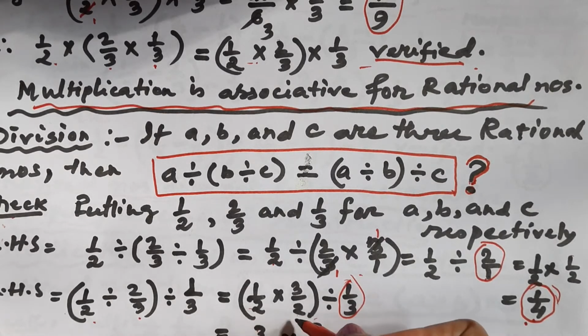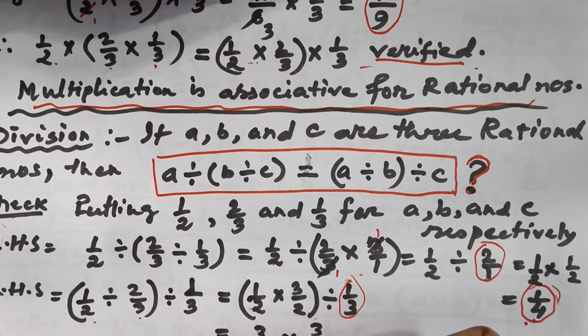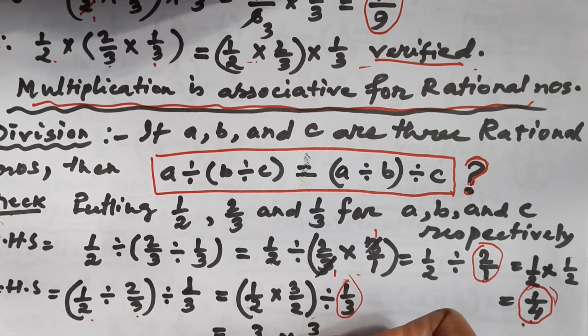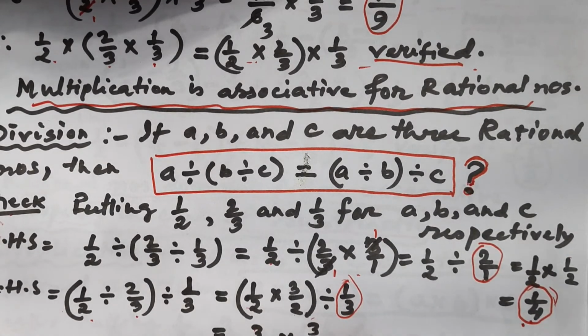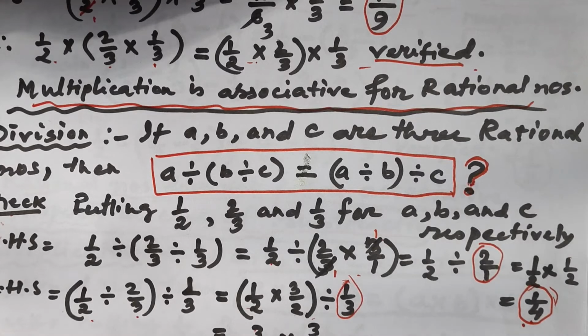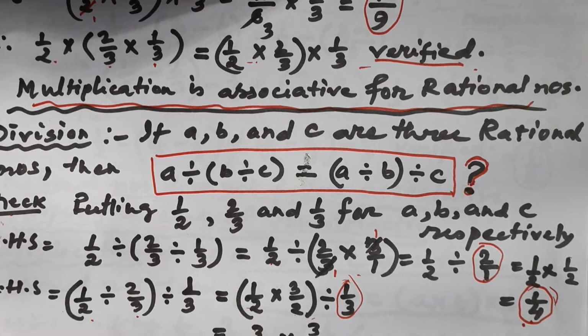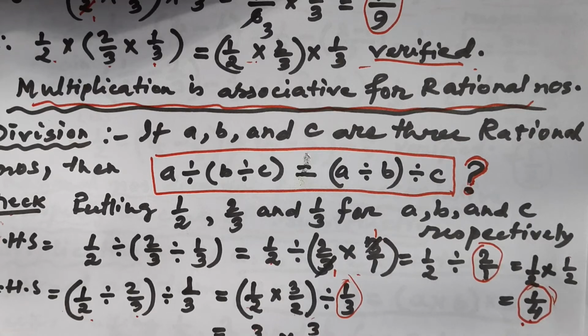Therefore, 2 2s are 4 and 3 1 is 3 into 1 by 3 will be again change into 3 by 1 and division sign to multiplication sign. So, 3 3s are 9 and 4 1 is 4. Therefore, division is not associative for rational numbers.